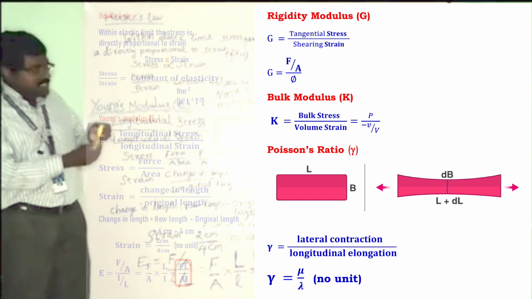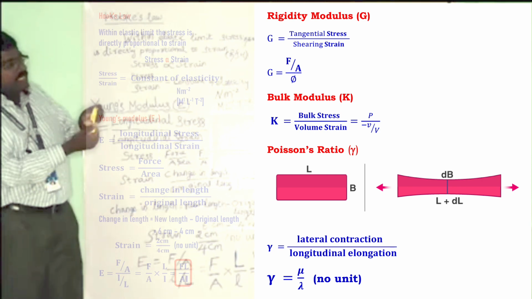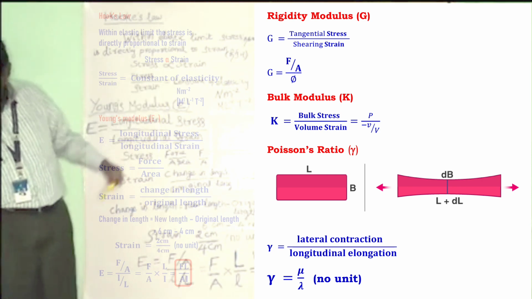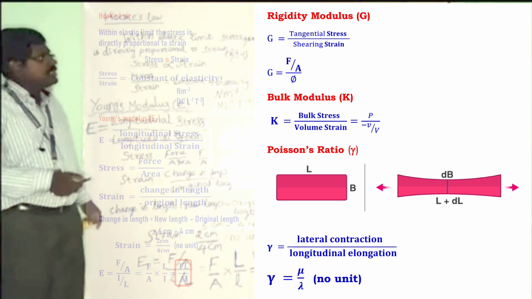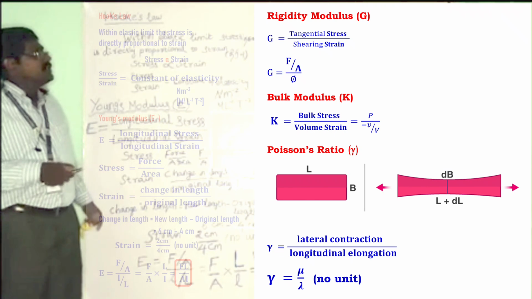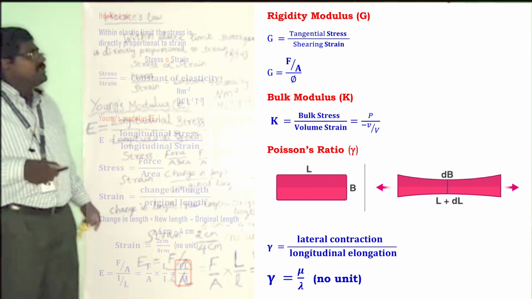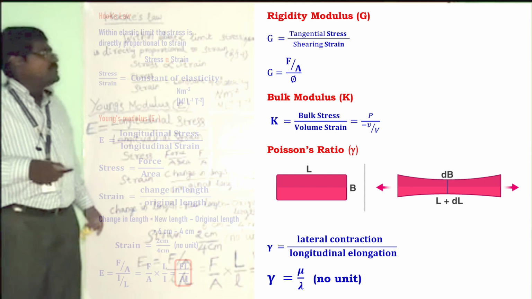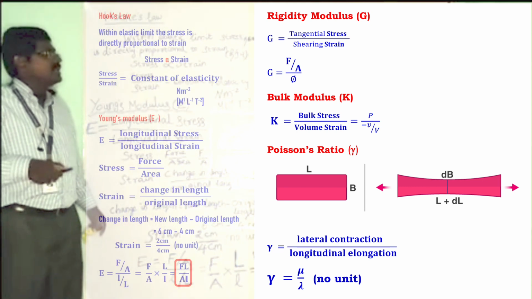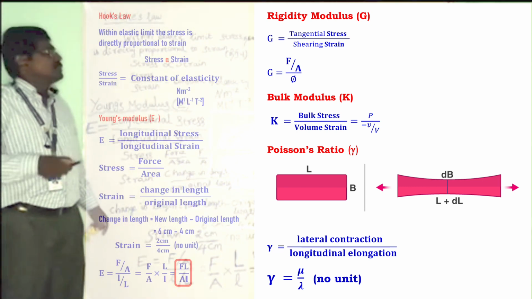The change in angle is known as phi. Phi is given in radian. So tangential stress by shearing strain is F by A by phi. Phi is the change in angle. So this is rigidity modulus.